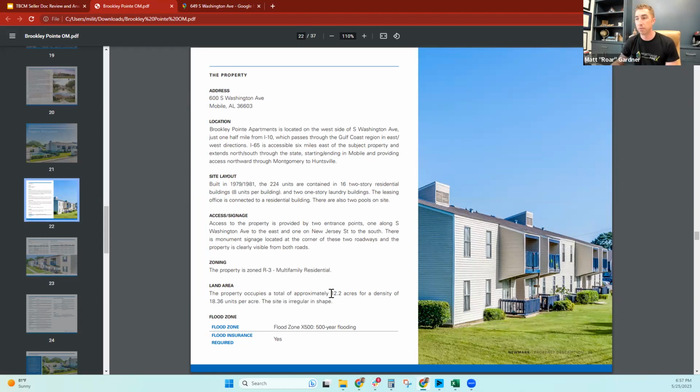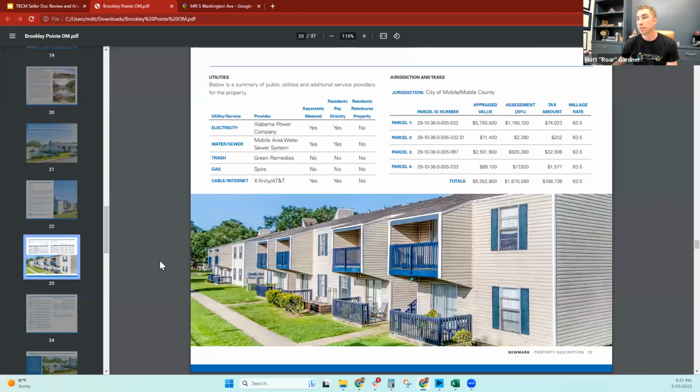Cool. Zoning doesn't matter. Good to see the size and the density, but you assume a lot of these are maxed out, but there are some properties you'll see that there might be a value out of the fact that you can build more. All right.